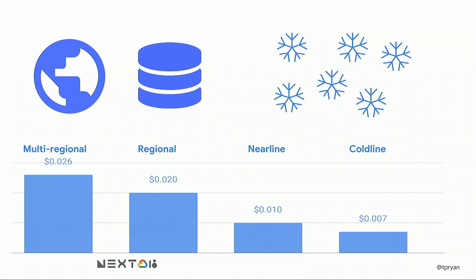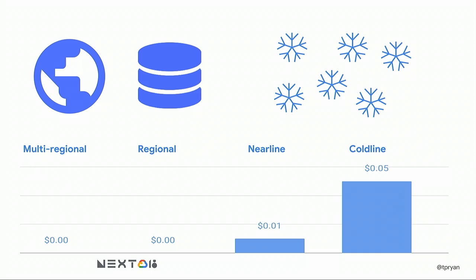This is kind of the general cost in the US, and they're different in different regions, but the deltas are always pretty much the same. Multi-regional is 2.6 cents per gigabyte per month. Regional is 2 cents per gigabyte per month. Nearline is 1 cent per gigabyte per month. And then Coldline is the cheapest at 0.7 cents per gigabyte per month.